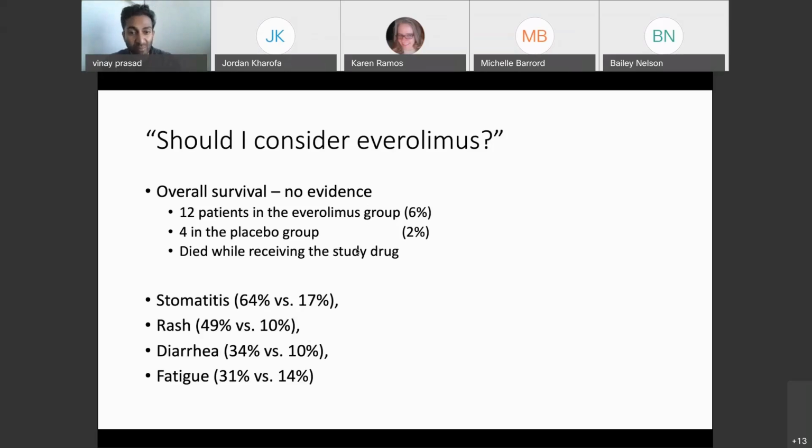It increases your rate of stomatitis. It increases it quite substantially. Rash is more common, diarrhea is more common, fatigue is more common with everolimus. So it is more common than placebo. It has all those side effects. So, a drug with real toxicity, real cost, I think it was $7-8 grand a month, which back then was the going rate. But these days, we're 12-14 grand easy a month.